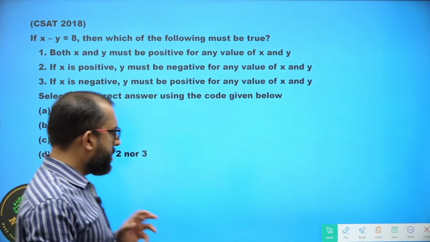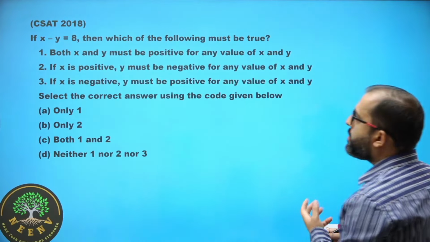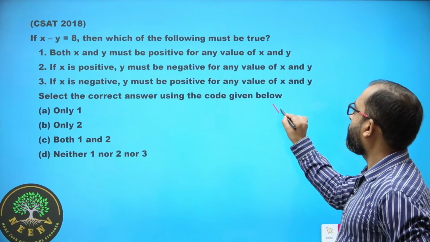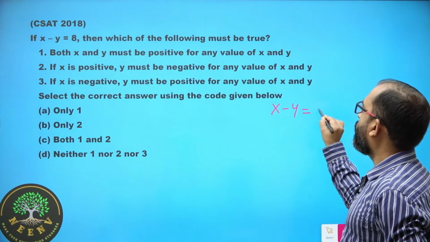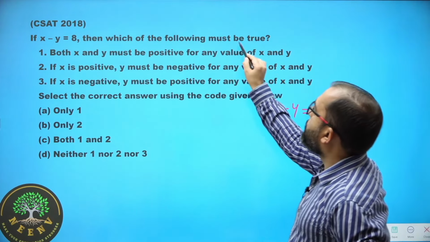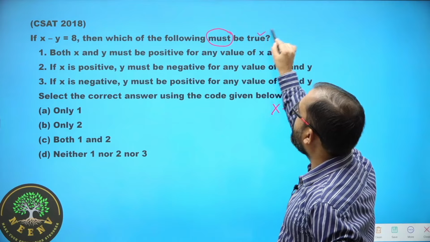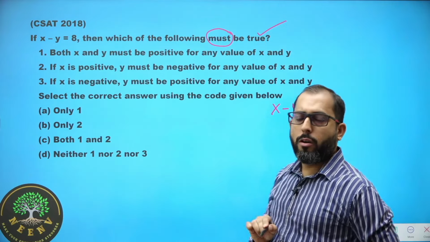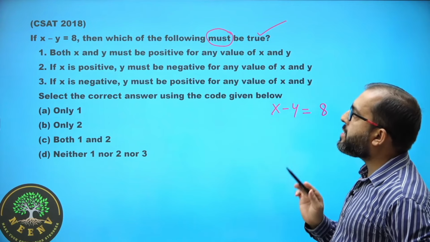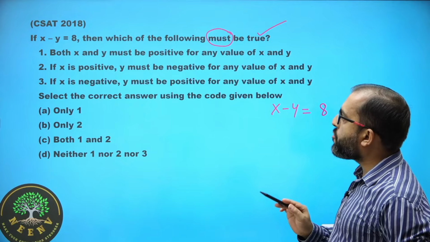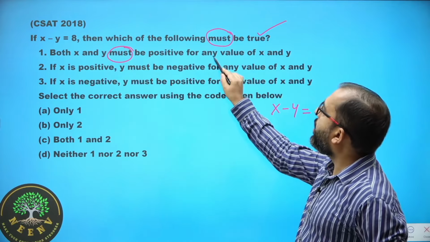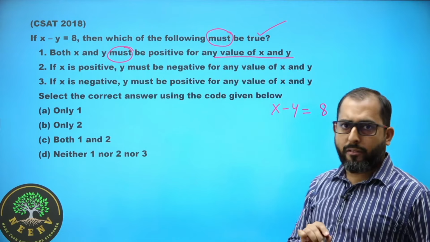The next question is this. It says if x minus y is equals to 8, then which of the following must be true? So statement number 1 says both x and y must be positive for any value of x and y.